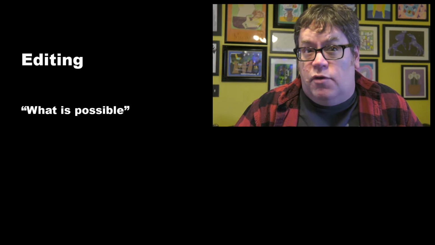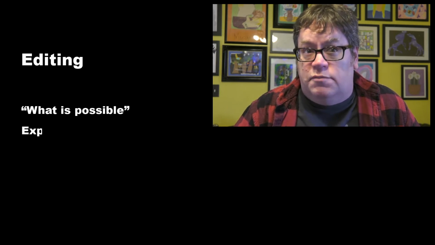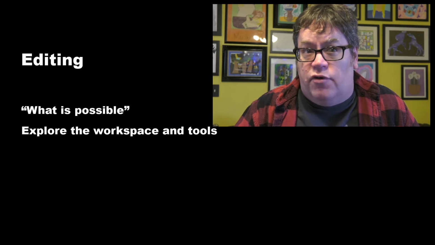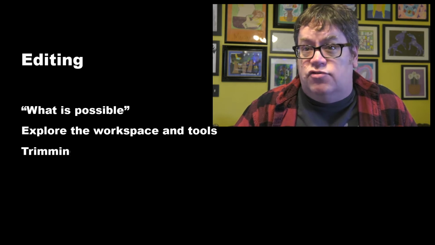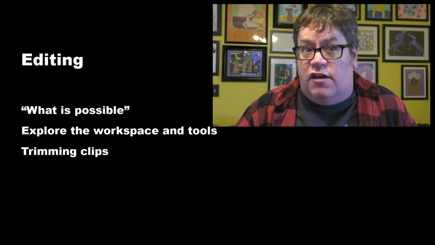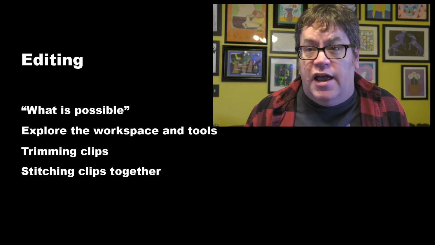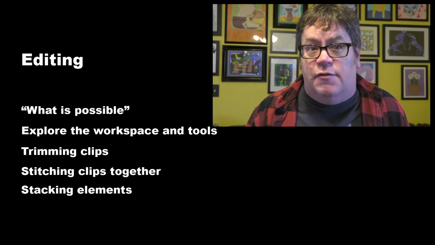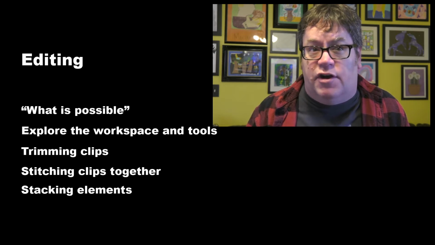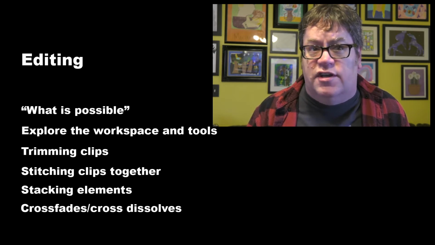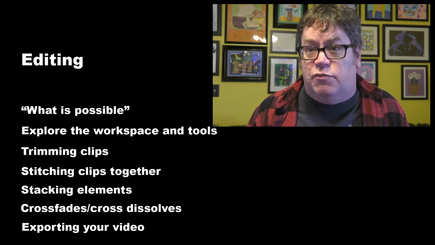By the end of this video, you should have developed some conceptual knowledge about what is and isn't possible in an editing program. We're going to explore the workspace and tools that are common to most of the programs. We'll practice trimming a clip to the action or to the dialogue. We'll work on stitching clips together, and we'll work on stacking elements on top of each other. Then we'll talk about crossfades and cross dissolves and transitions, and then finally exporting your video.